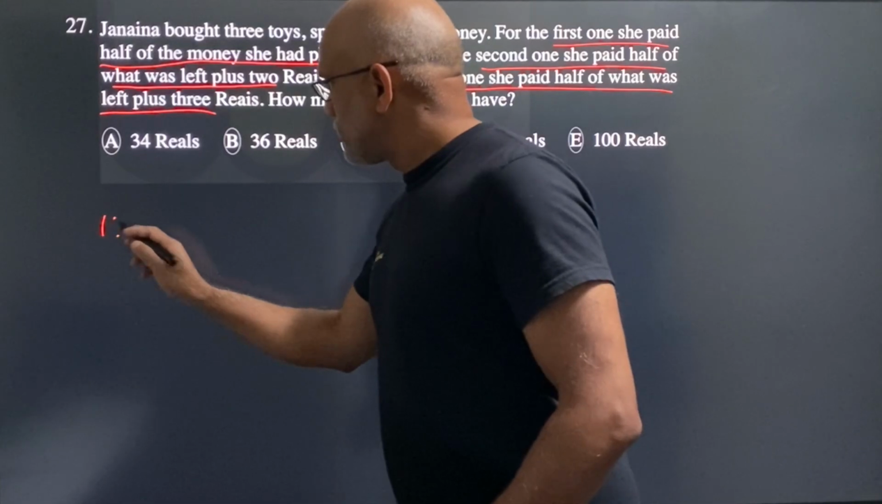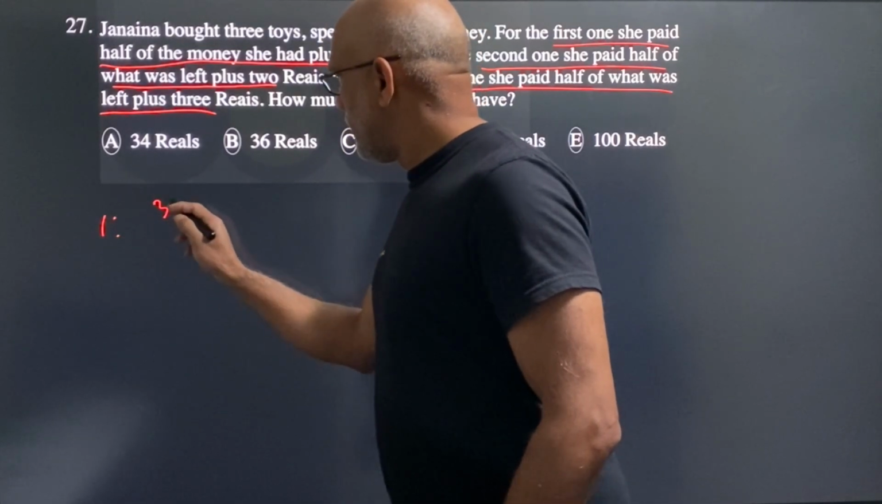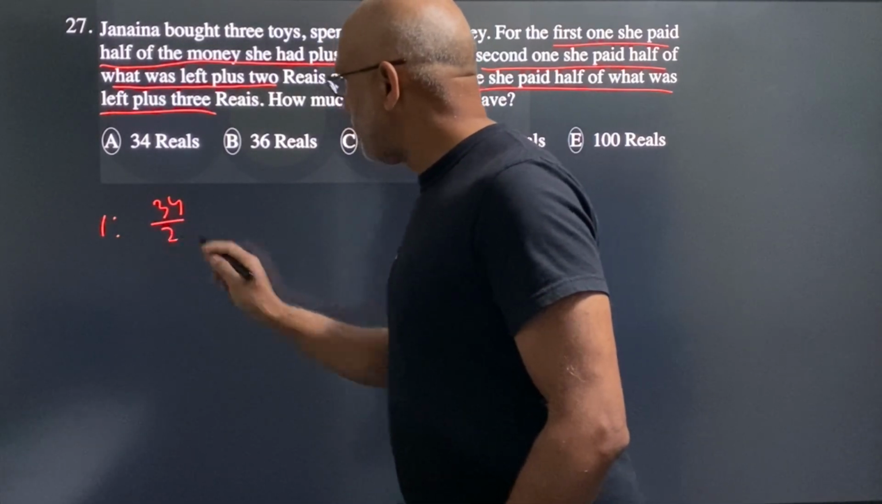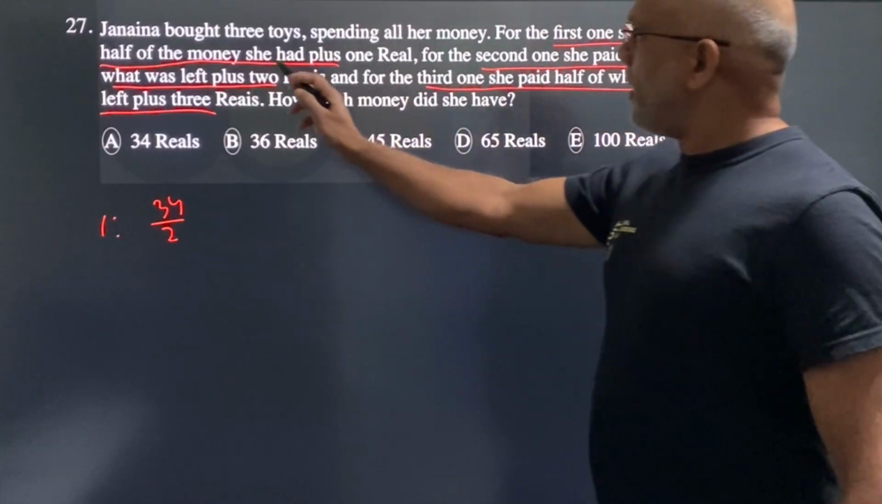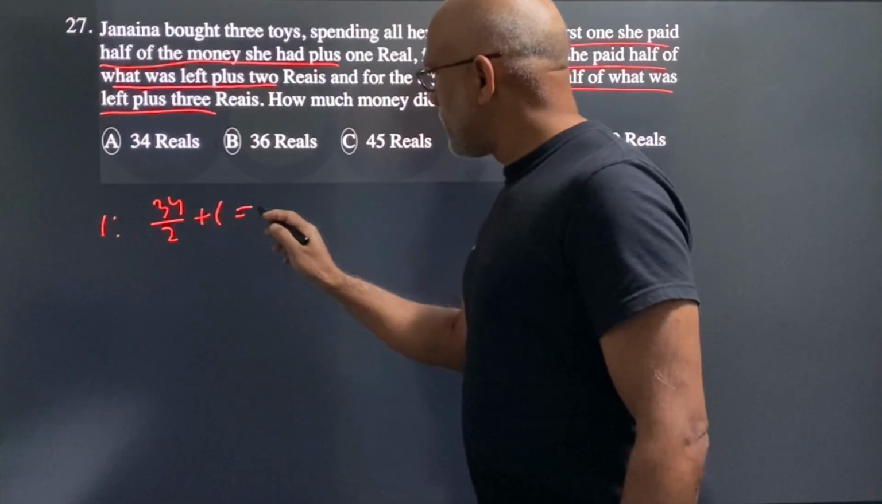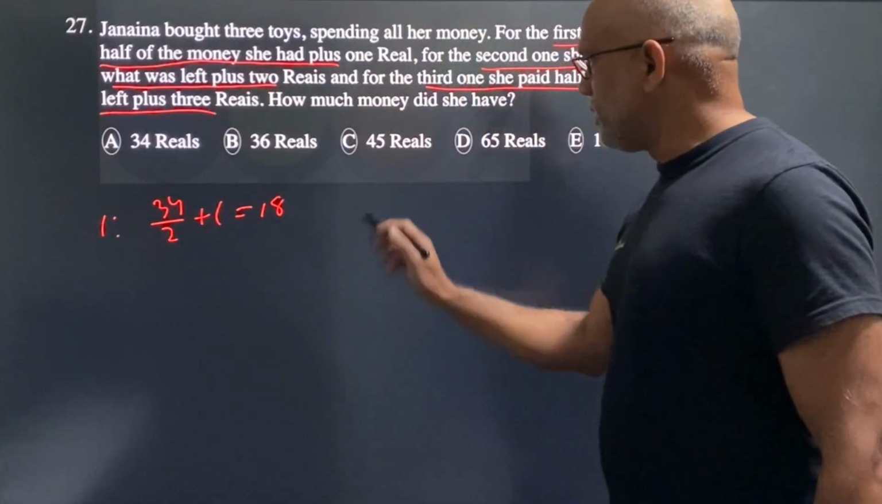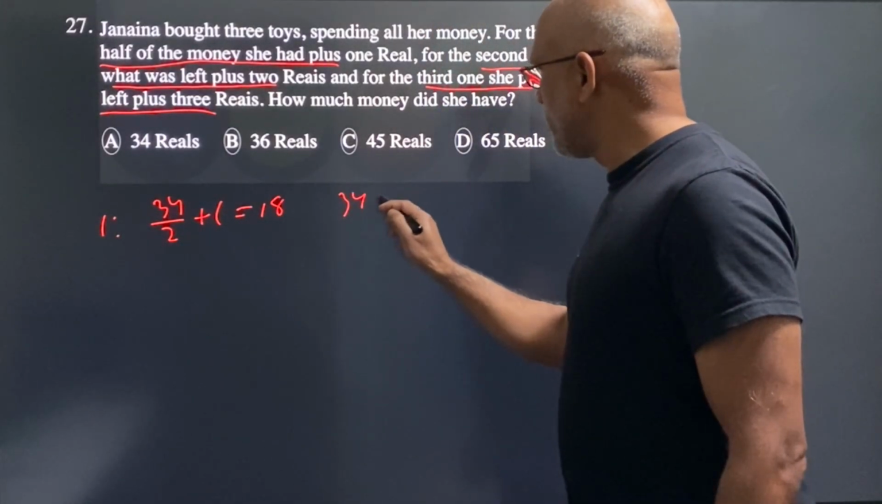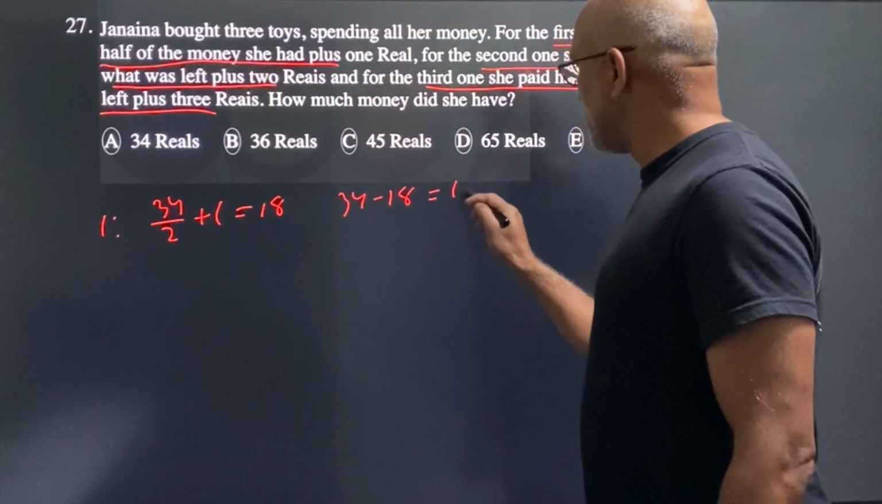So for the first toy, I start with 34, pay half of what I had, plus 1. So this is going to be 17 plus 1, which is 18. I paid 18, so I'll be left with 34 minus 18, which is 16.